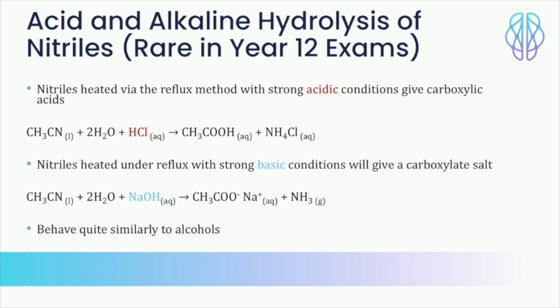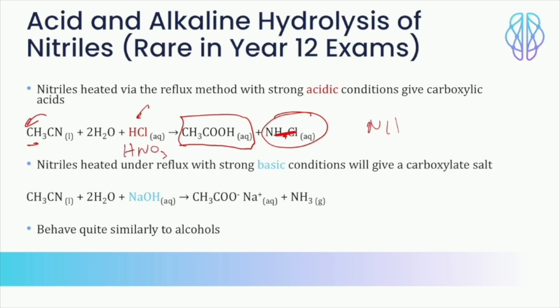However, with nitriles, if heated under reflux in acidic conditions, that is, you'll get a carboxylic acid with the chain being however long the chain is in the original nitrile. So we have just a methyl nitrile here. Thus, you get methanoic acid. It's important to also understand that you get an ammonium salt as a byproduct. And the salt will differ based on what acid you use. So in this case, we use hydrochloric acid. However, if you use nitric acid, that salt would obviously be NH4NO3.